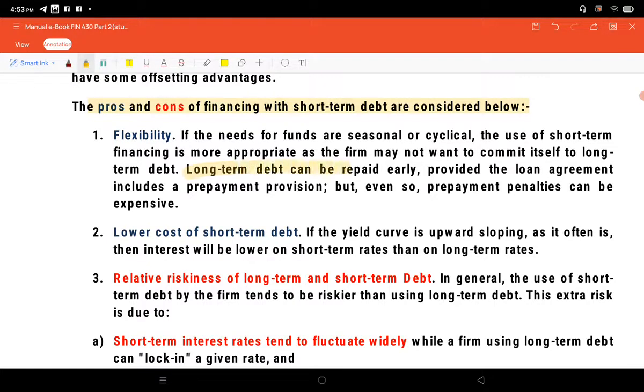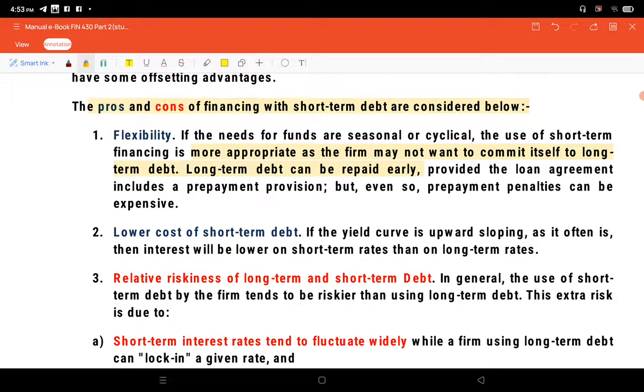Unlike long term debt, normally they can repay the loan within a longer maturity period, such as up to 10 years, or some agreements up to 20 years, and so on. And normally long term debt is much more expensive.